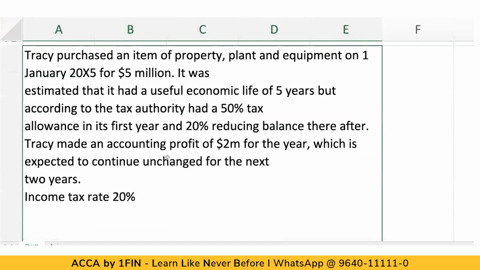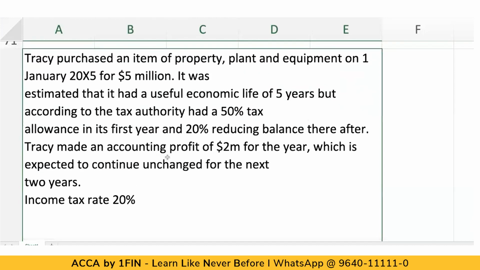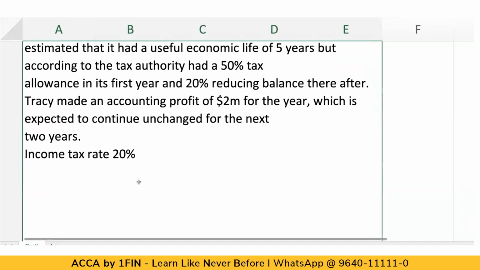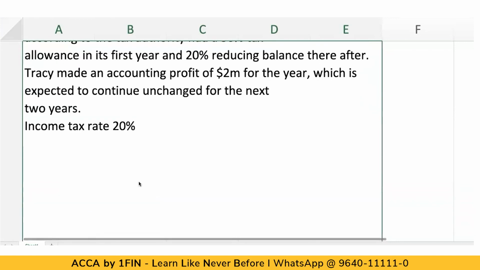Tracy purchased an item of property, plant and equipment on the 1st of January for 5 million. It was estimated to have a useful economic life of 5 years, but according to the tax authority, it had a 50% tax allowance in the first year and 20% reducing balance thereafter. So the first year is 50%, and after that, whatever the carrying amount is, 20% of that. Tracy made an accounting profit of 2 million for the year, which is expected to continue for the next 2 years. Income tax rate is 20%.